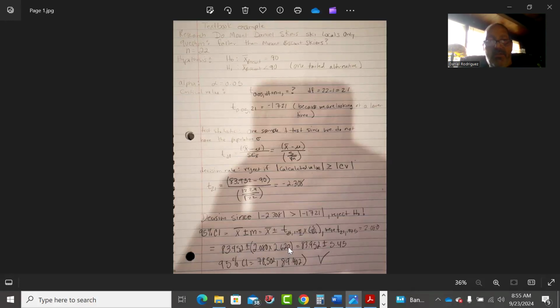2.080 times 2.620. It's the same standard error. So once you do the standard error here, you're okay. And we get our 95% confidence interval is 78.502 to 89.402. All done. Yes. Booyah.